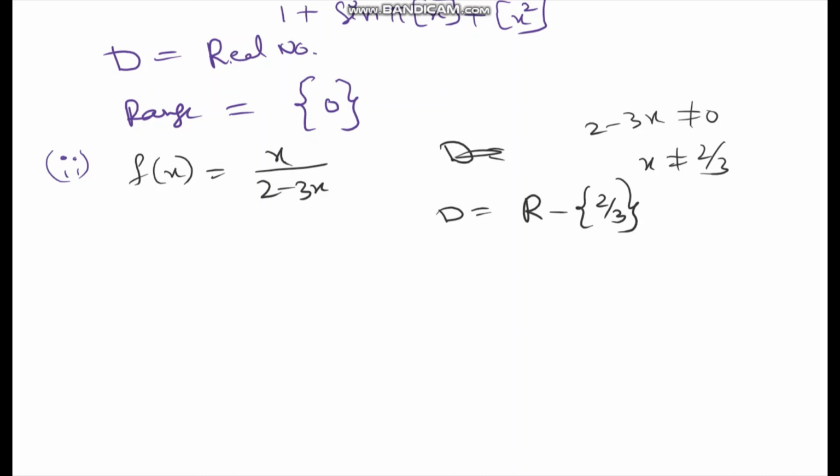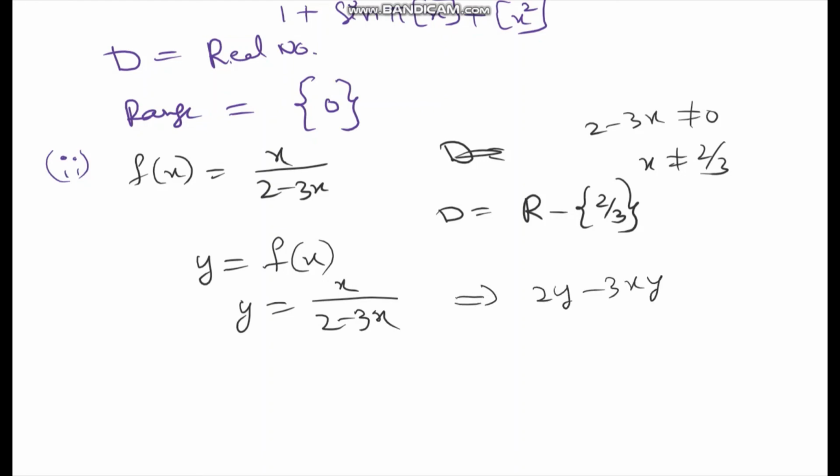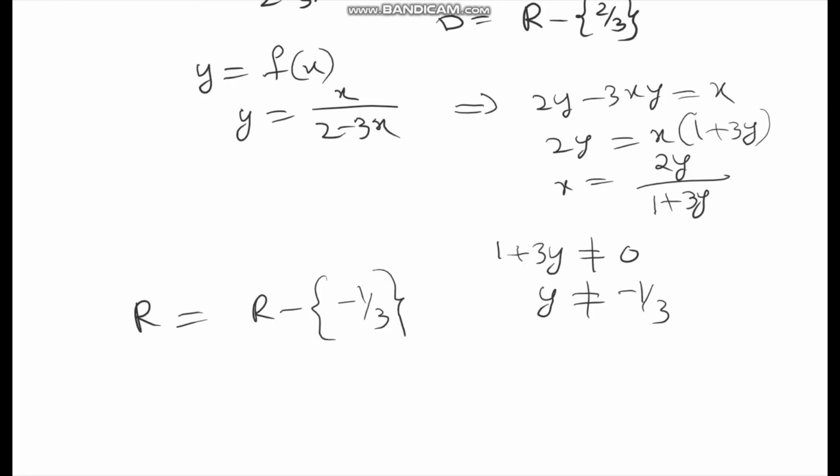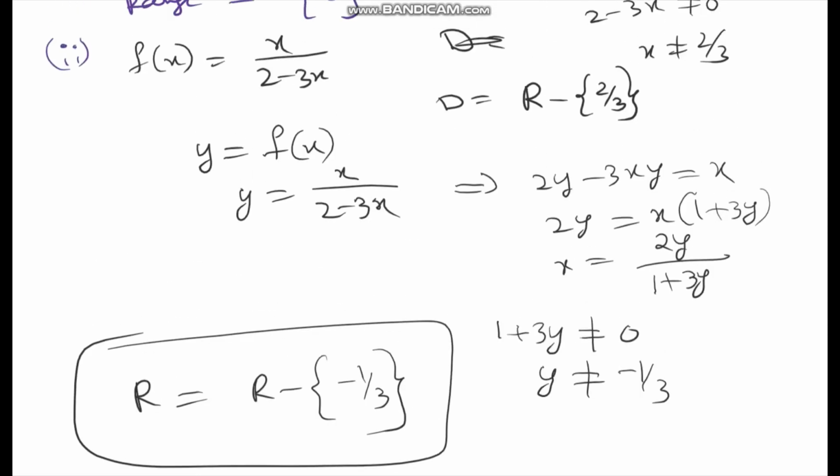And coming to range, let y equal f(x). So y equals x/(2 - 3x). That implies 2y minus 3xy equals x, and 2y equals x(1 + 3y). x equals 2y/(1 + 3y). x is defined only if 1 + 3y is not equal to 0. So y should not be equal to -1/3. So range equals R minus {1/3}. So this is the range and this is the domain.